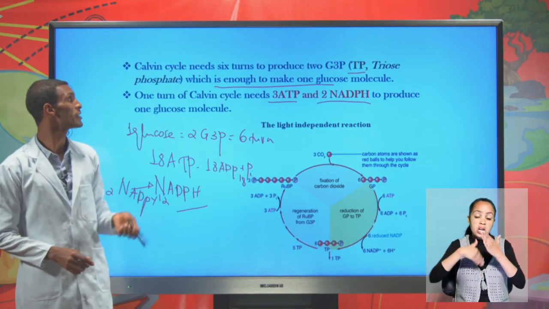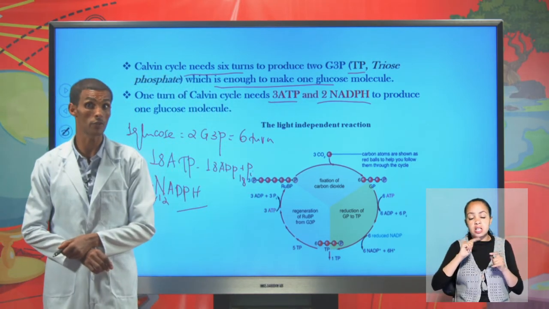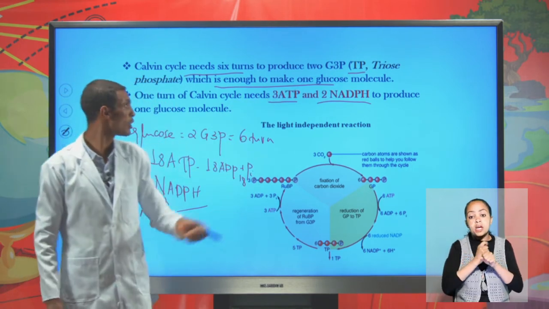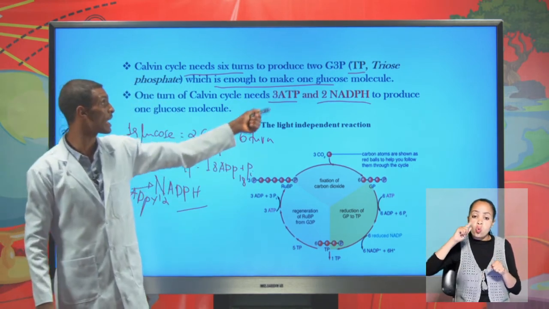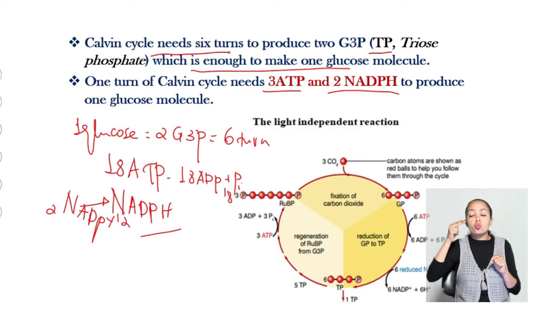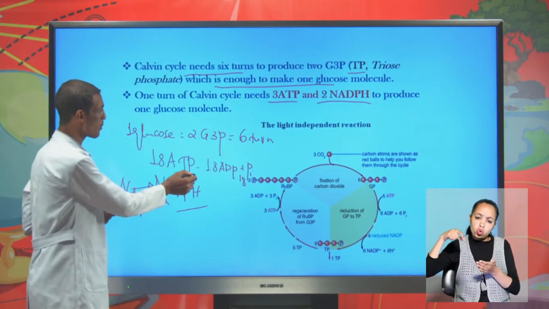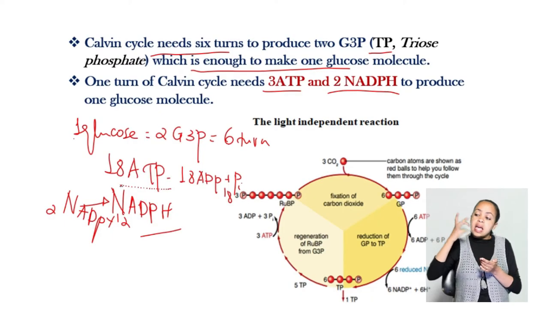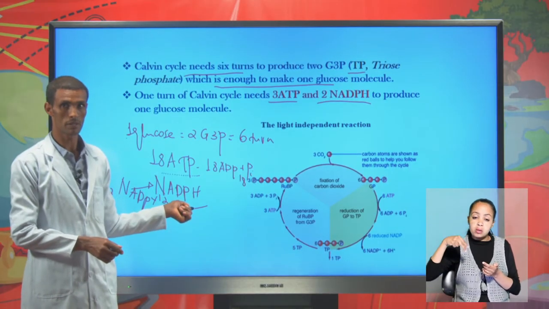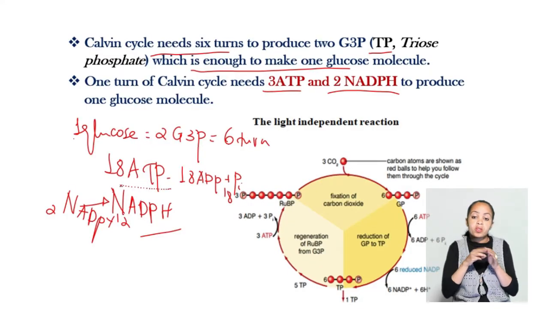Generally, the Calvin cycle needs 6 turns to produce 2 glyceraldehyde-3-phosphate molecules, which is enough to make 1 glucose molecule, where 1 turn of the cycle needs about 3 ATP molecules and 2 NADPH molecules. Generally, production of 1 glucose molecule consumes 18 ATP molecules and 12 NADPH molecules. This is how glucose is made in the stroma of the chloroplast.